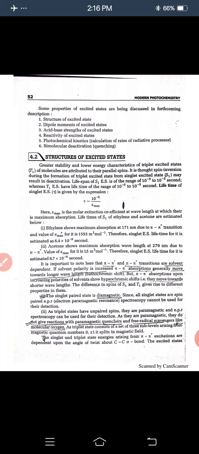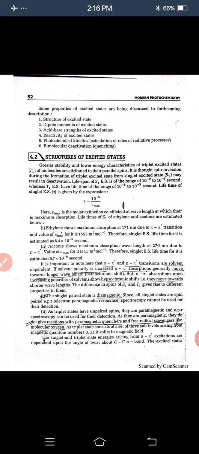It is important to note that pi to pi star and n to pi star transitions are solvent dependent. If solvent polarity is increased, pi to pi star absorption generally moves towards longer wavelength, that is known as bathochromic shift, red shift, going to longer wavelength. But n to pi star absorptions, upon increasing polarity of the solvents, show hypsochromic shift, that is the move towards shorter wavelength.